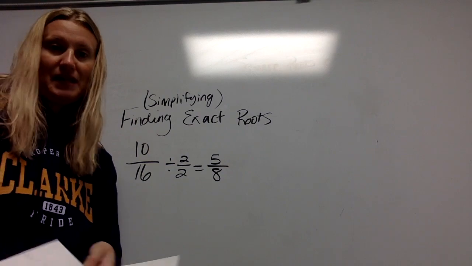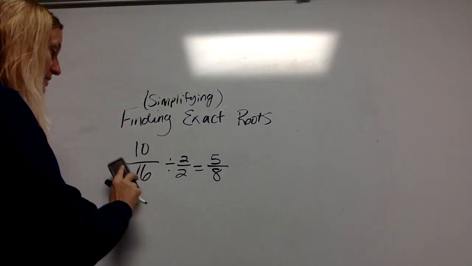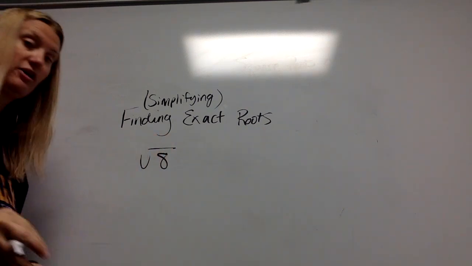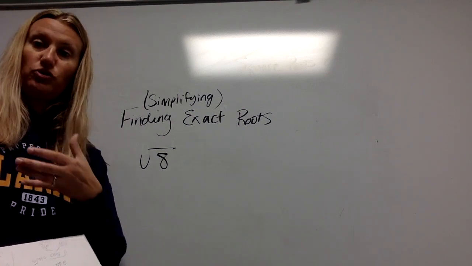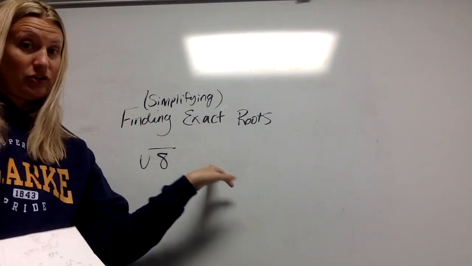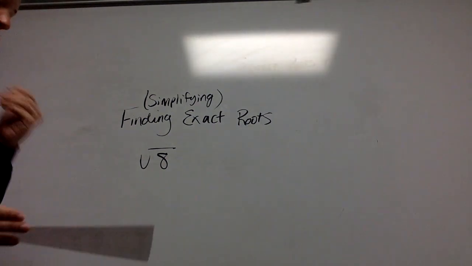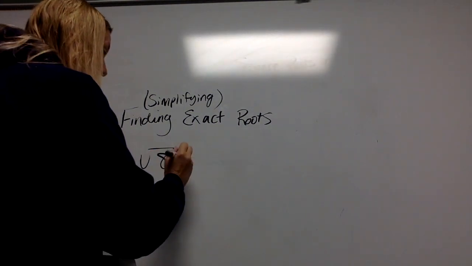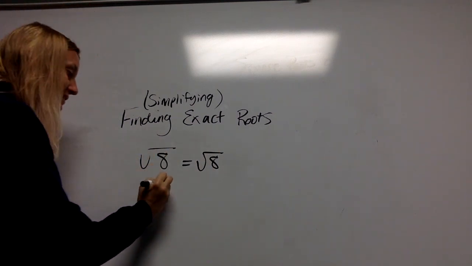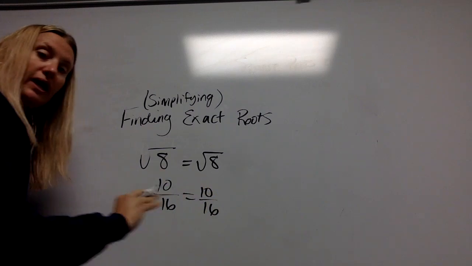This same idea applies to finding square roots. So, for example, if I ask you for the exact answer of the square root of 8, I do not want you to plug it into your calculator and give me a decimal that you're rounding. This is irrational. You would have to give me a rounded decimal because you can't write it all out. So the exact answer for the square root of 8 is the square root of 8, just like 10/16. If I tell you to leave it as a fraction, it's 10/16.